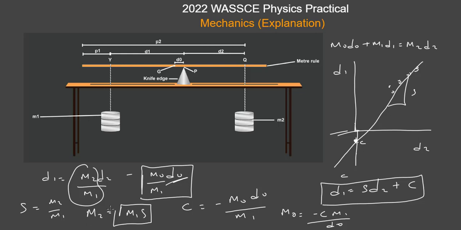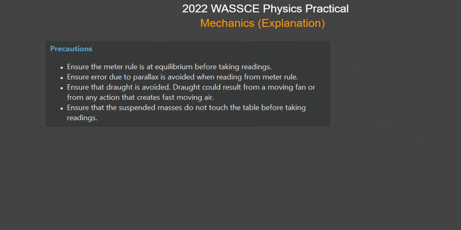So this is a very interesting explanation of how experiments can lead you to figuring out an unknown value using the slope and y-intercept from your graph. Let's talk about some of the precautions you should take note of whenever you're performing this kind of experiment. The first precaution is to ensure that the meter rule is at equilibrium before taking a reading. So don't just rush at taking a reading. Make sure that your meter rule is horizontally stable before taking any reading.